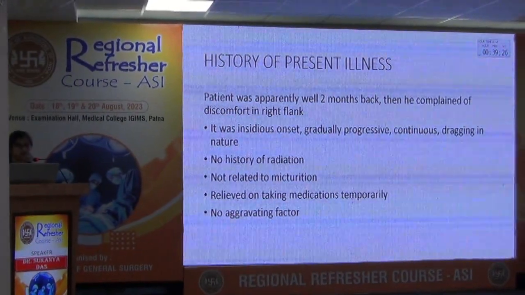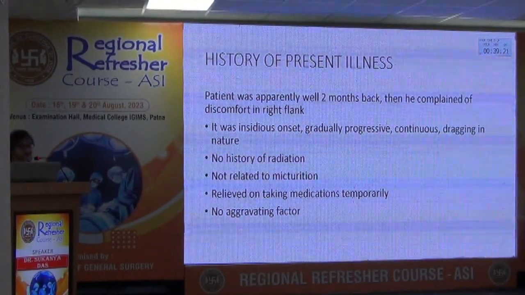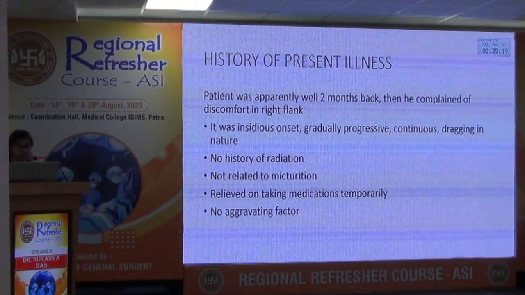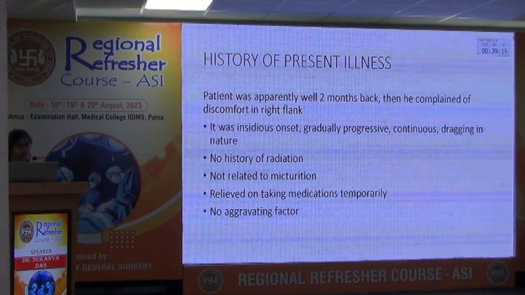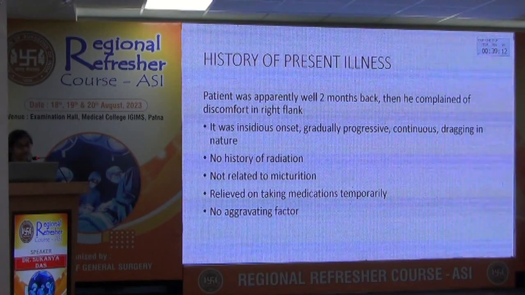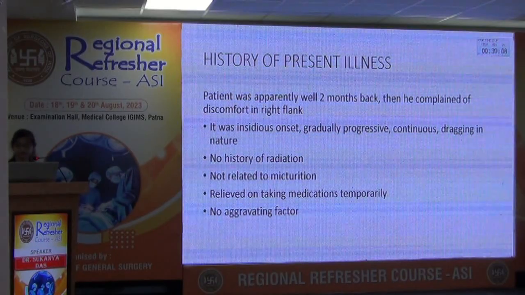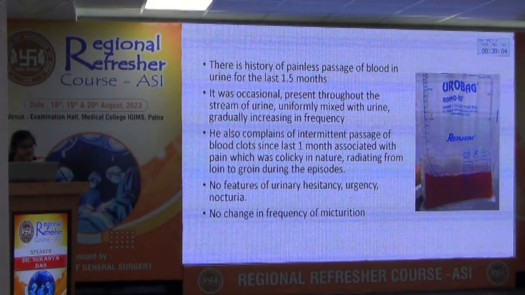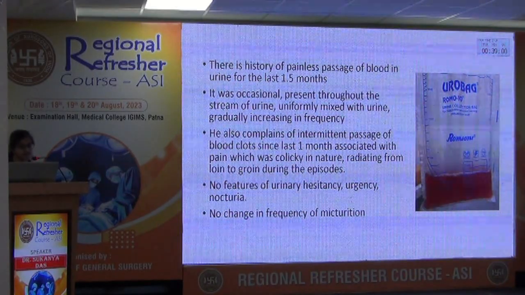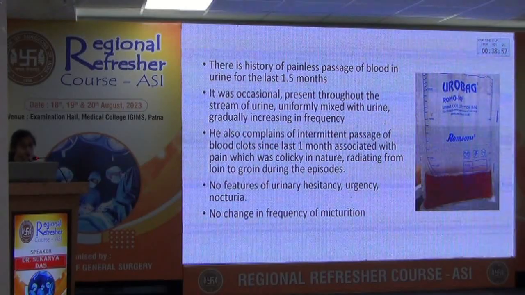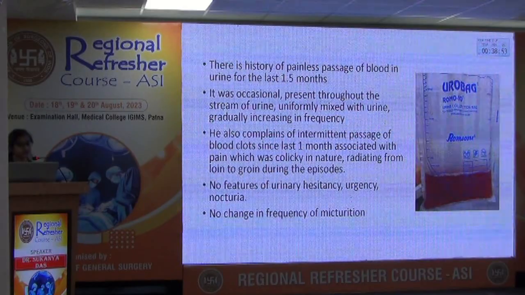Patient was apparently well 2 months back when he complained of discomfort in the right flank, which was insidious in onset, gradually progressive, continuous, dragging in nature, with no history of radiation. It was not related to micturition. It relieved temporarily on taking medications with no specific aggravating factor. There is also history of painless passage of blood in urine for the last 1.5 months. It was occasional, present throughout the stream of urine, uniformly mixed with urine, and gradually increasing in frequency.